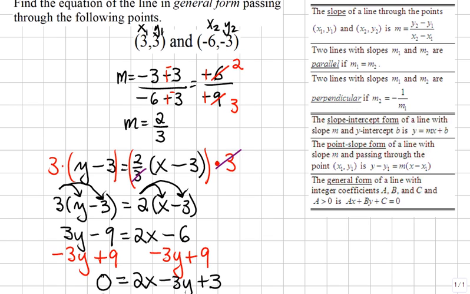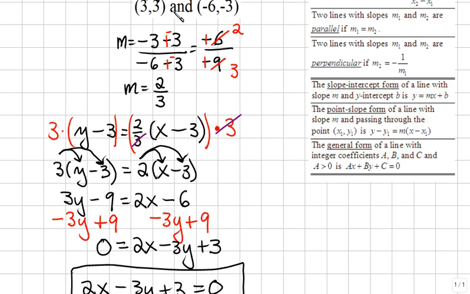In fact, we can even check our work. If this line passes through these 2 points, these 2 points should satisfy our equation. So to our right, we'll check it by plugging in the ordered pairs (3, 3) and (-6, -3) in our final equation.